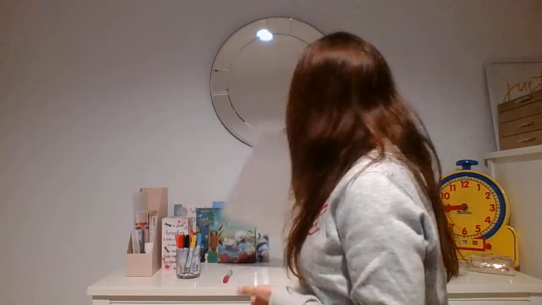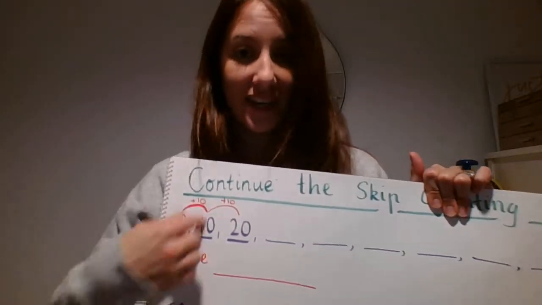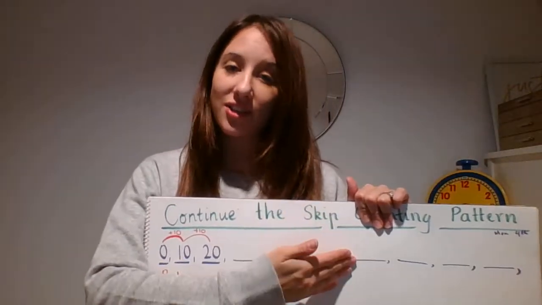Today for maths, boys and girls, we're going to be learning about skip counting, okay? And we've been learning all about addition. Skip counting is a part of addition because when we skip count forward we add numbers to our pattern each time. Okay, now today we are going to be learning to continue a skip counting pattern, which means we need to think about what pattern we see and then we need to continue that.